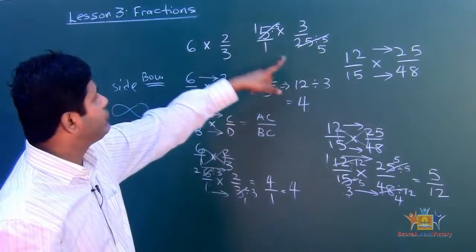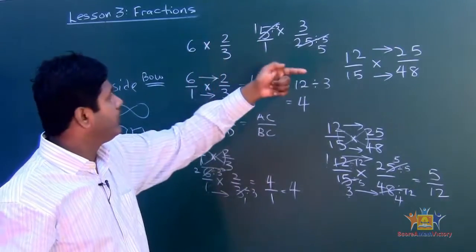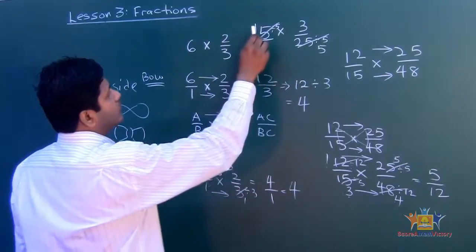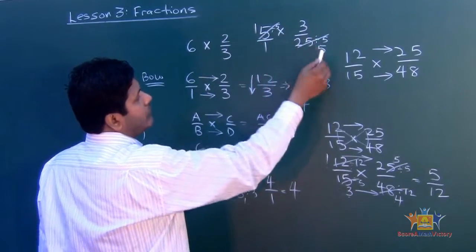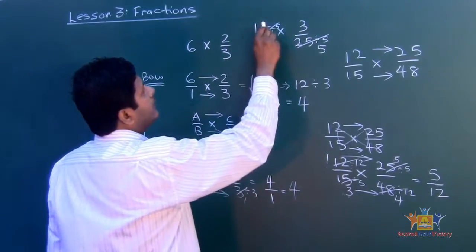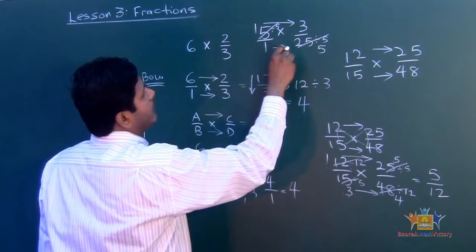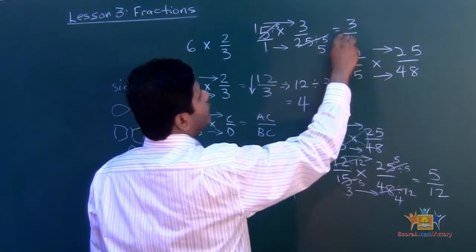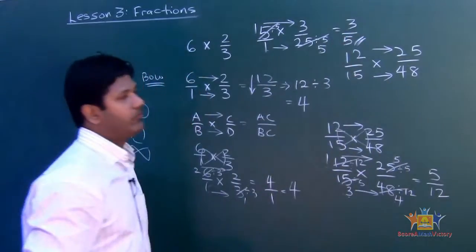Make it visual, so that way you know when you're multiplying, which one you're multiplying it with. So in this case, 1 and 1, I can do nothing. 3 and 5, I can do nothing. That means I'm going to use the double arrow method. 1 times 3 is 3, 1 times 5 is 5. There you go, that's the answer.